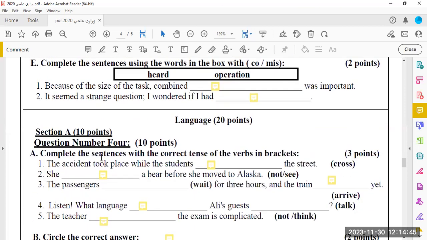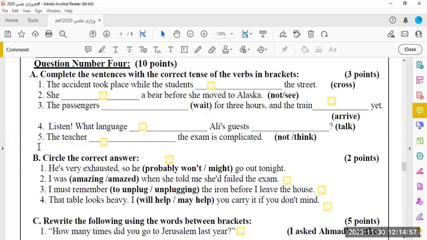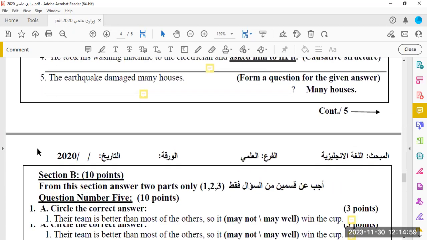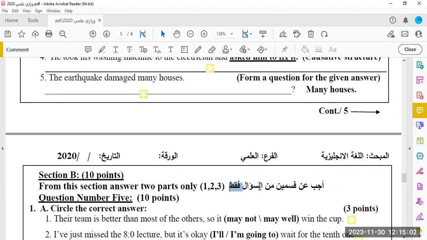Now, the second part is language, grammar. The grammar is divided into section A and section B. In section A, you have 10 points, 10 marks. A, B, C questions, 10 marks. Section B is written in Arabic in the exam: answer only two questions. You can choose 1 and 2, or 1 and 3, or 2 and 3. Sometimes instead of 1, 2, 3 they give you A, B, C. Be careful to choose according to the numbers they give you here.